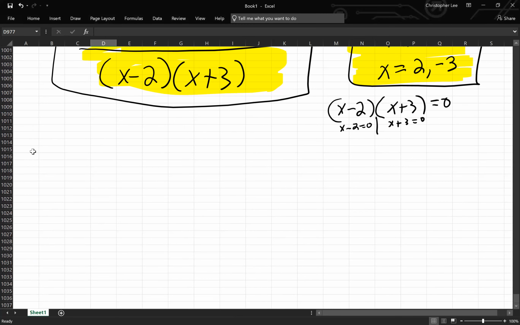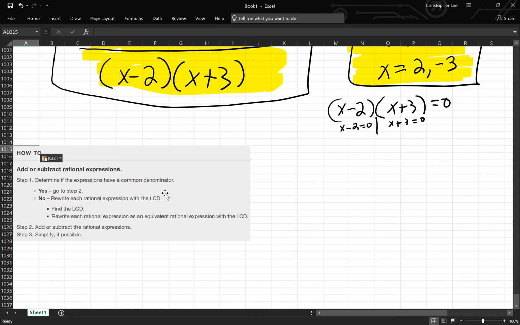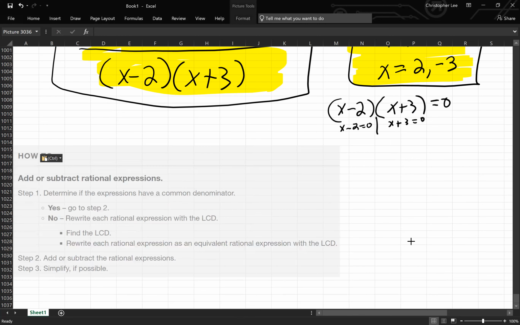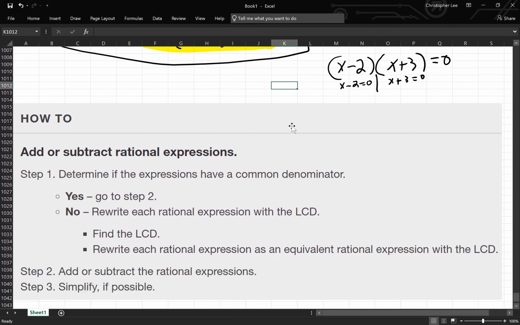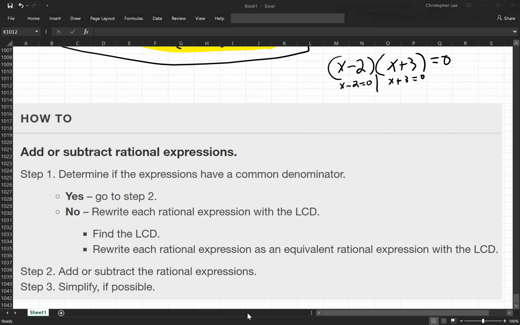Real quick, let me just give y'all some procedures before we continue. So a little how-to: how to add or subtract rational expressions. Step one, determine if the expressions have a common denominator. If yes, go to step two. If it doesn't have a common denominator, find the LCD and rewrite each rational expression as an equivalent rational expression with the LCD. Then add or subtract the rational expressions and simplify if possible. That's it. All right, that's our procedure of how we answer these questions.